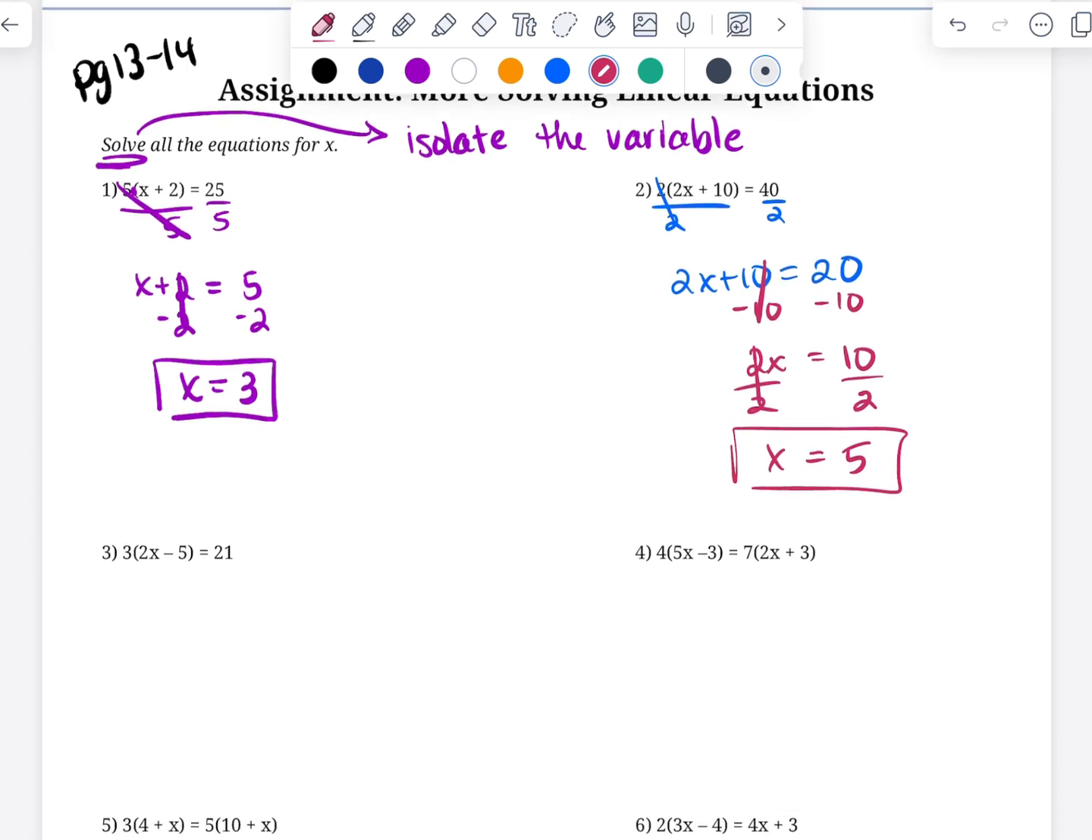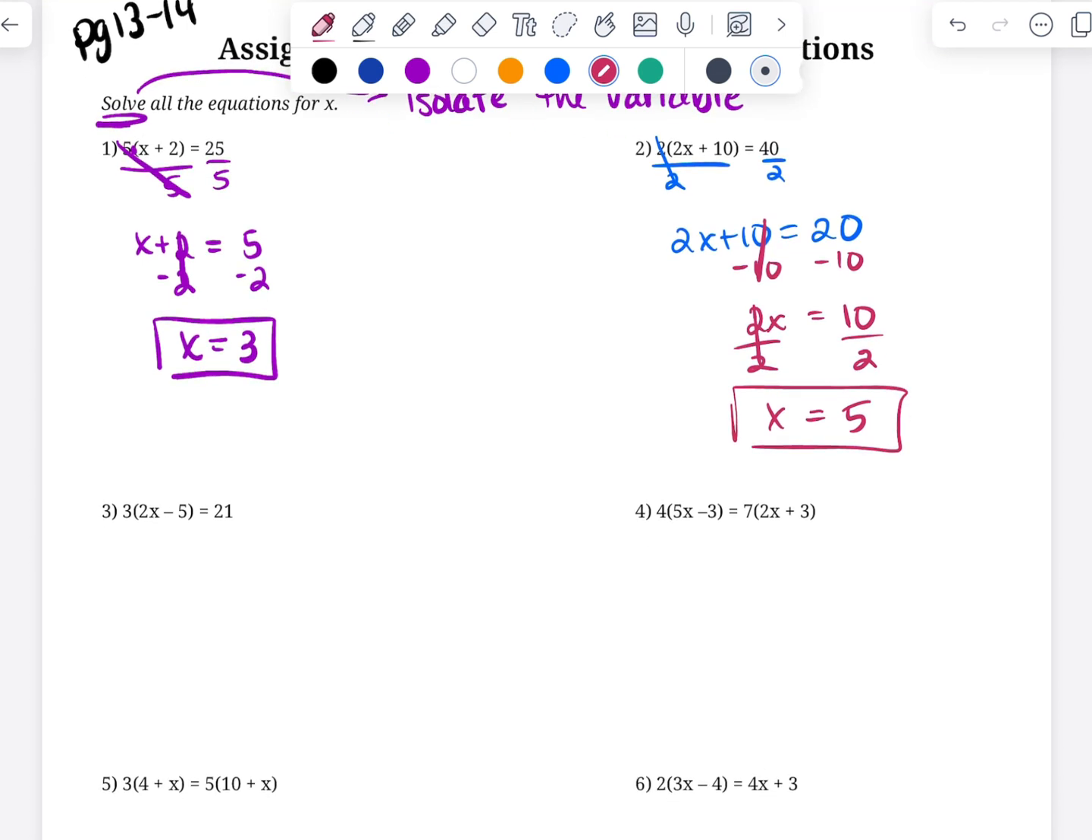All right, pretty much problem number 1 and problem number 3 are the same. So the answer in problem number 3 is that x equals 6, okay? And that's because you can divide both sides by 3. You get 2x minus 5 equals 7. You get 2x equals 12 because you add the 5 over, and you divide both sides by 2.